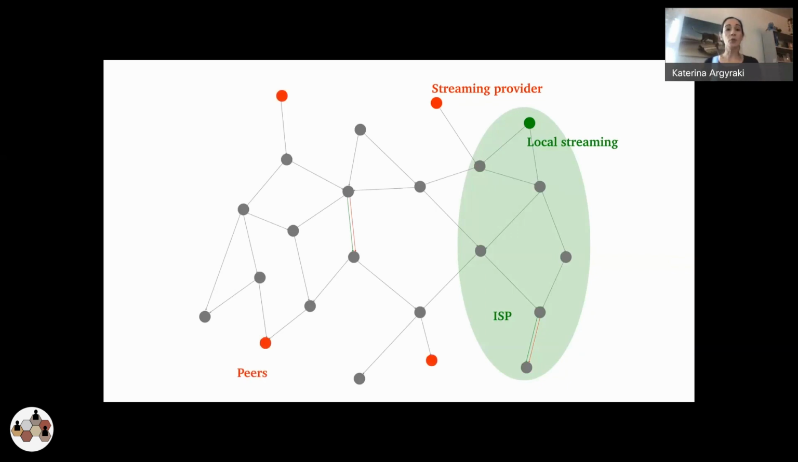Another example would be that the new red nodes are peers. They participate in a peer-to-peer network. And the green blobs are ISPs, and they are unhappy because their peering link is overloaded by this peer-to-peer traffic. So they have an incentive to discriminate against this peer-to-peer traffic on their peering link.